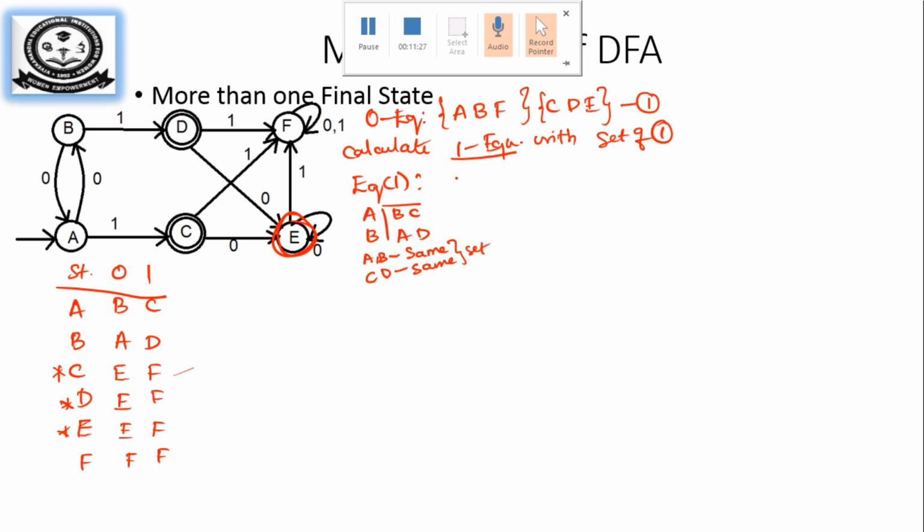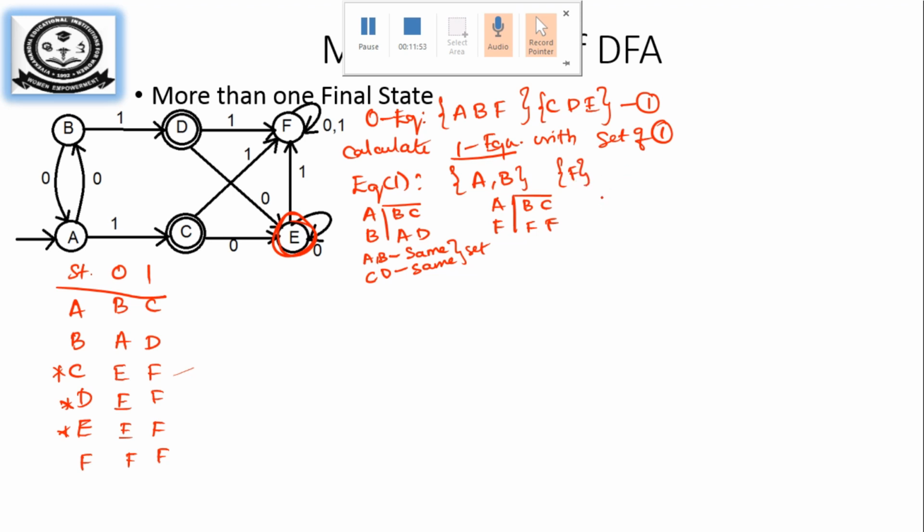So A and B can stay together. So A and B stays together. Now I have to check with the F. So let me have AF. For A it is BC and F is FF. Okay, so F is FF, so it can't be in the same set, so you have to write it in a separate set. So F and F.